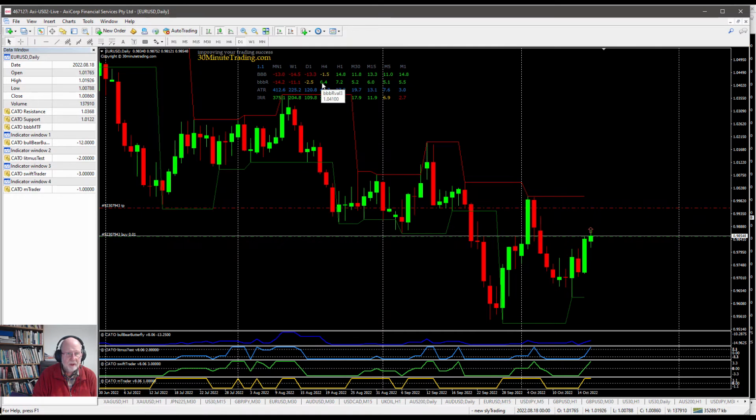And the same for the BBBR. In fact, for the BBBR from H4, the trend is up. And this is all saying undecided. When it's amber, it's undecided. So let's look at the indicators themselves.